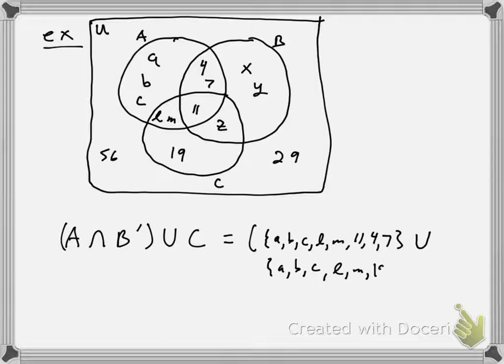19 is outside of B. 56 and 29 are outside of B, because they're out in the universe outside both of them. So I'm going to union those first, and then I'm going to union that whole thing in parentheses with C, which is L, M, 11, Z, and 19. Those are all the things in C.